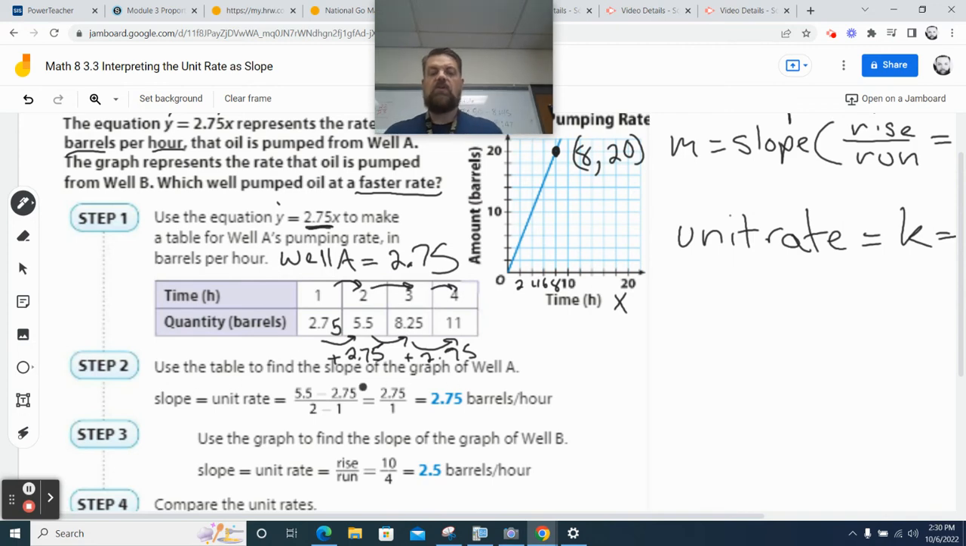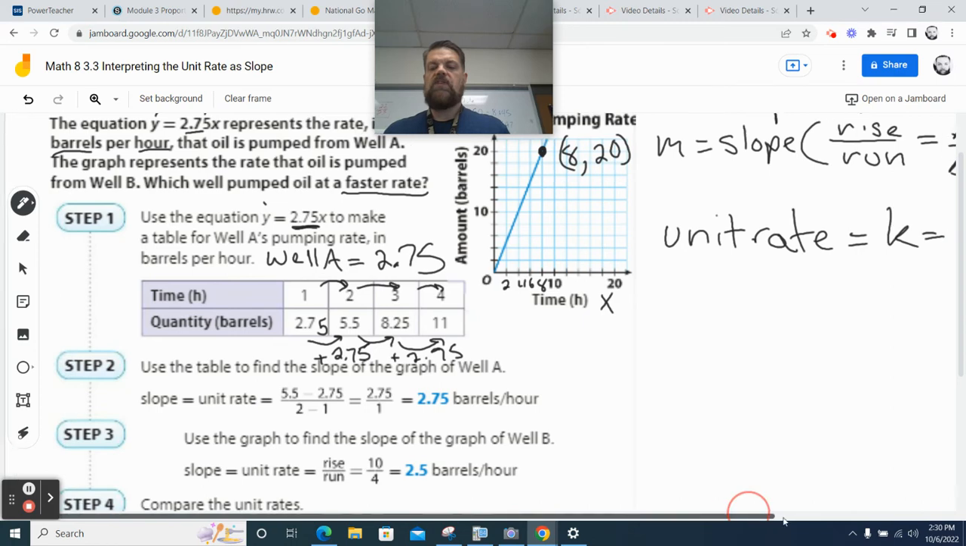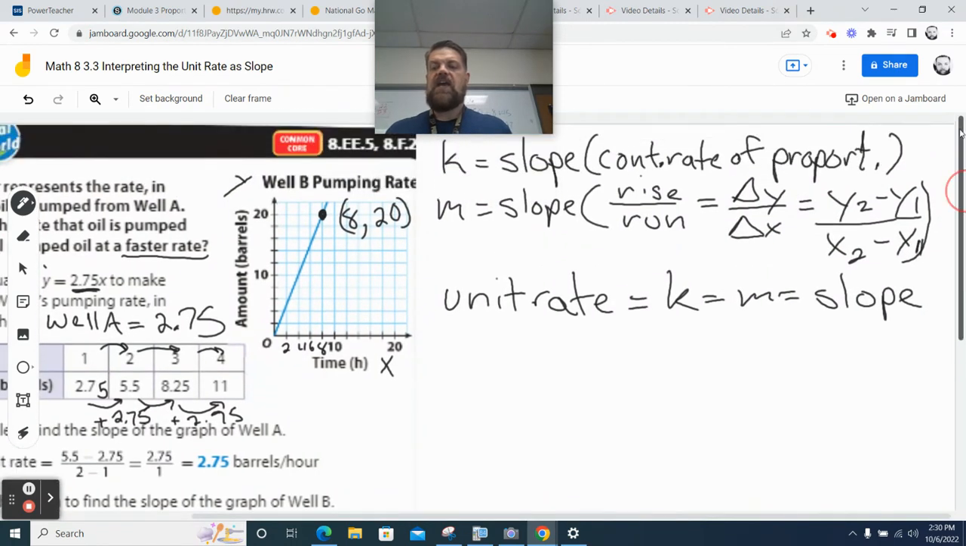So it says use the table to find the slope of well A. The unit rate is 5.5 minus 2.75, which is 2.75, and then 2 minus 1, which gives you 2.75 barrels per hour. I knew that because I knew over here that K, the constant of proportionality, is the same as the slope, is the same as M, is the same as the rise over run, is the same as delta Y over delta X, is the same as Y sub 2 minus Y sub 1 all over X sub 2 minus X sub 1. Also, AKA the unit rate.